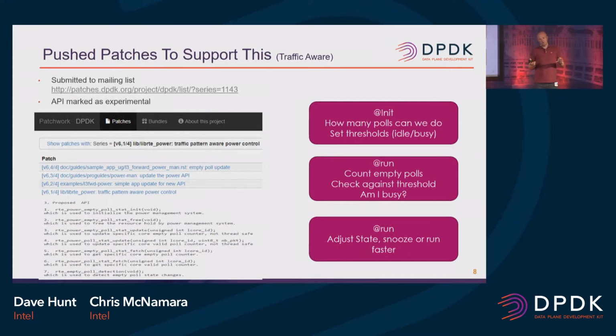So this was one of the, I suppose, what we call traffic awareness, a very generic scheme that we could build on to make it easier to figure out when the right time was to change the power state of the platform, the CPU, or the DPDK application. Okay?